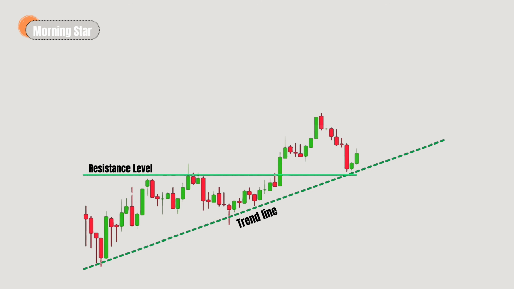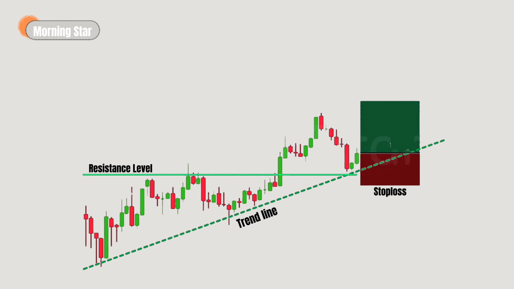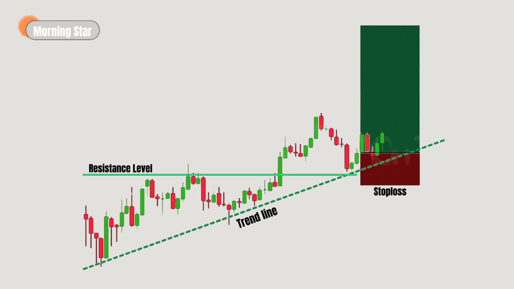That's why you can put your stop loss below the trend line and enter a long trade. Due to the increasing buying pressure, the price goes up from this level and breaks the previous swing high. As soon as this level breaks, all the sellers' stop losses are hit and the price goes up rapidly.